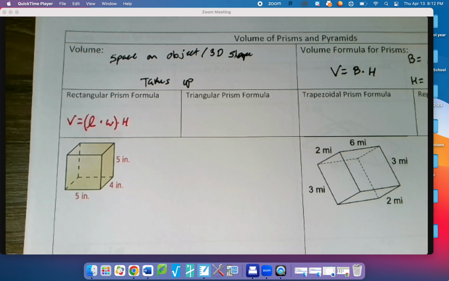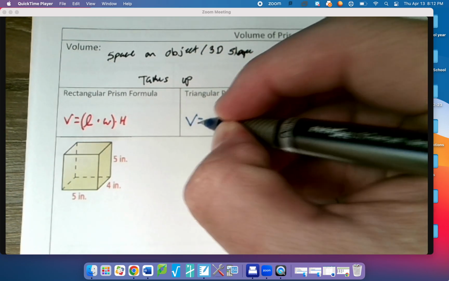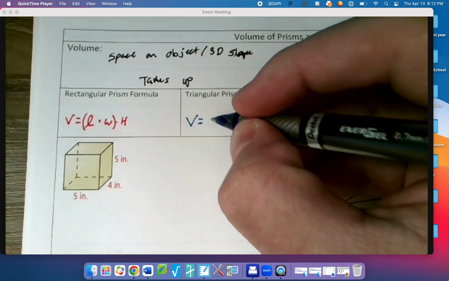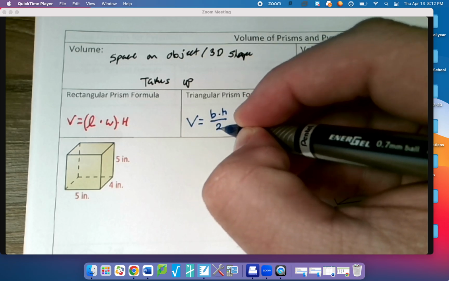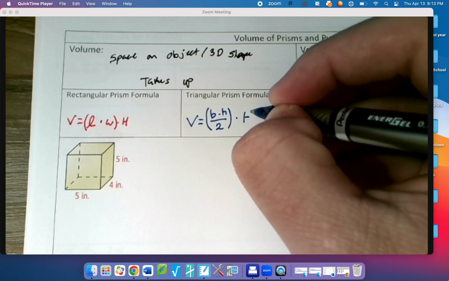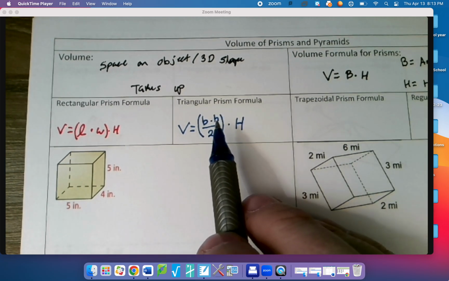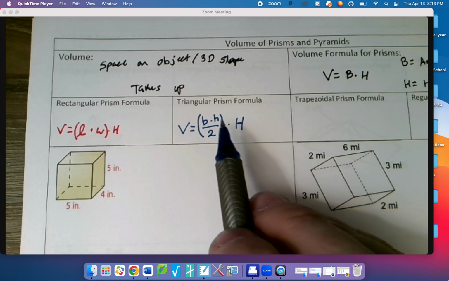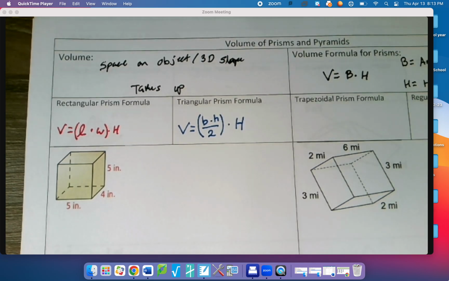For a triangular prism, it's the same thing. Area of the base times the height, but how do you find the area of a triangle? Base times height divided by 2. That's that big B times big height. Very important that we have little h and big H. Little h is just the height of the triangle. The capital H is the height of the prism.